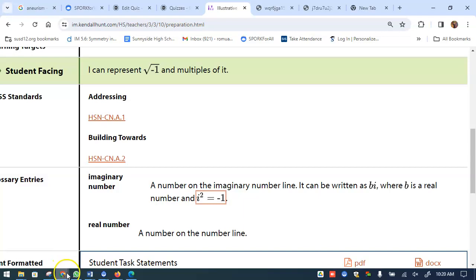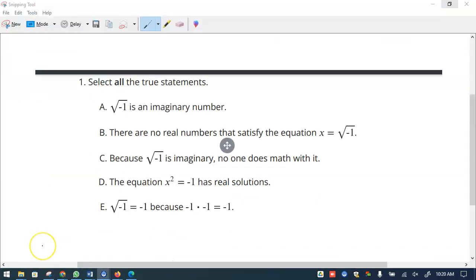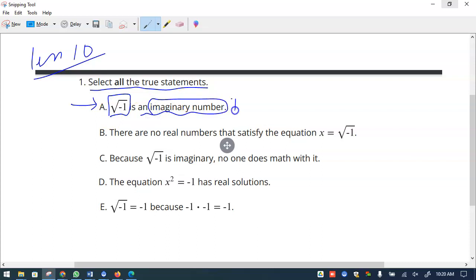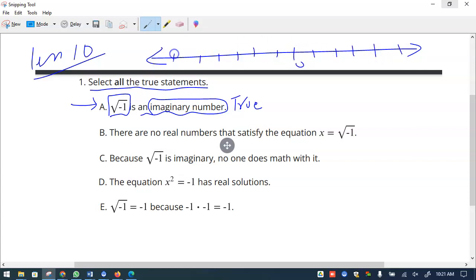As I progress with the practice problems, you'll get an idea of exactly what's going on. So let me go straight to the first problem. This is lesson number 10. The first question: which are the true statements? First, is this statement true? Square root of -1 is an imaginary number. Yes, this is true, because mathematicians invented this number. On the number line, this is the real number line with 0, 1, 2, 3, 4, and -1, -2. In between, you have all these numbers, rational, irrational, everything. So these are real numbers.